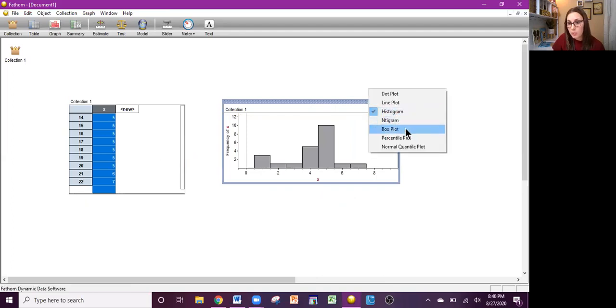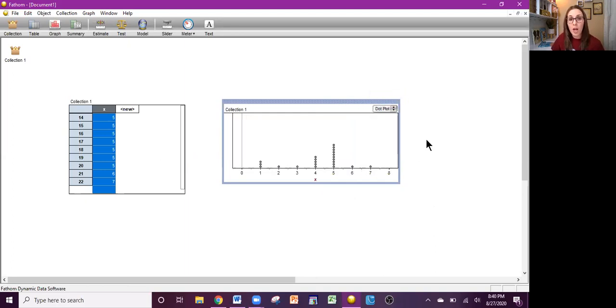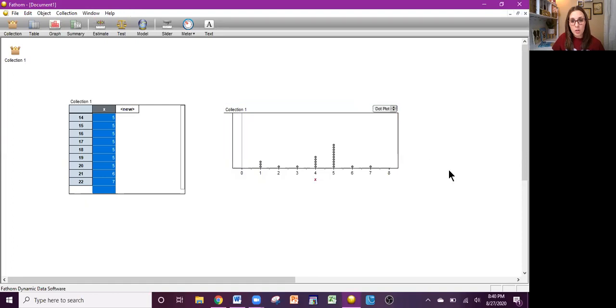And box plots, percentile plots. We'll get into all that later, but this is pretty neat. They don't have a stem and leaf, but they do have a histogram and a dot plot, which are really good ways to display quantitative data. And then you can print this, I believe, directly from the program.